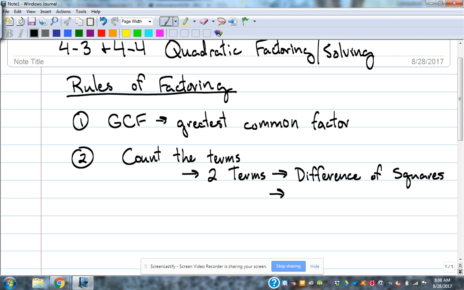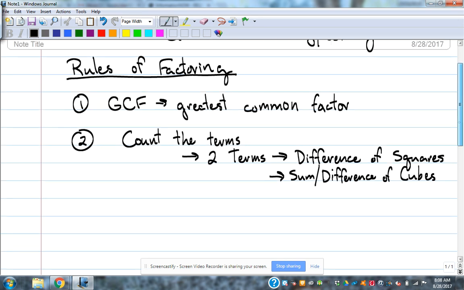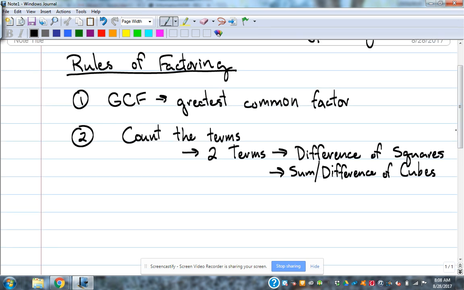We'll also pick up sum and difference of cubes later on. I just want to go ahead and put that into our rules. Sum or difference of cubes is a kind of memorized pattern. It's cubics, so we're really not worried about that too much in this section, but it still exists, so I'm going to put it in there.